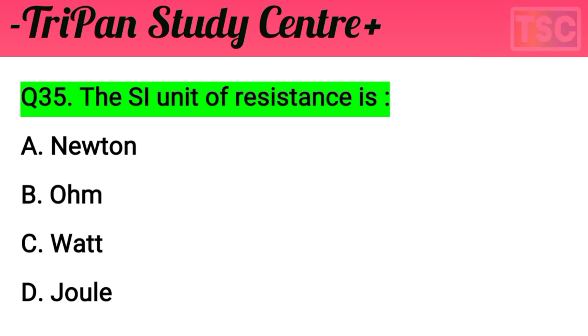The SI unit of resistance is A, Newton? Nothing like that, Newton is not given for resistance here. Ohm, that's the right answer. Ohm is the SI unit of resistance here. It means the SI unit of resistance is ohm. It means B option is correct for this answer. B is correct. Ohms.